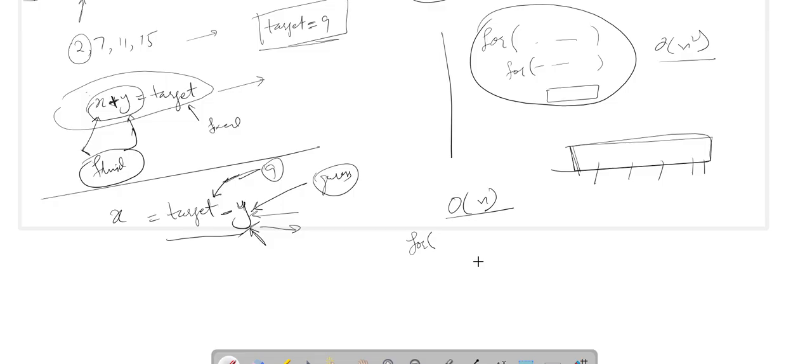So the idea here is that instead of looking for two numbers directly, we are doing it in a rather convoluted way. We're saying, okay, what is the number that should be there to make sure the target equal to 9 is the value.